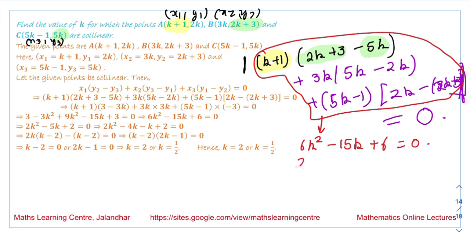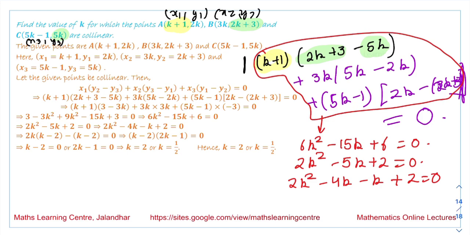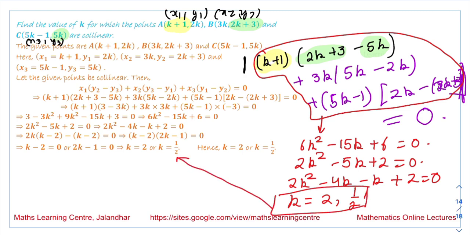We take 3 common, so we are left with 2k square minus 5k plus 2 is equal to 0. By splitting the middle term, we get 2k square minus 4k minus k plus 2 is equal to 0. So the values of k that we get are 2 and 1 by 2. These calculations are shown over here. So the required values of k are 2 and 1 by 2.